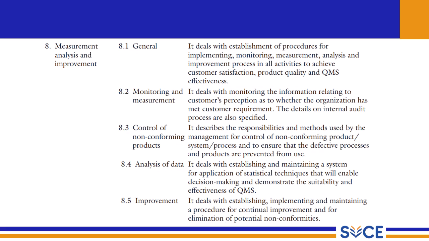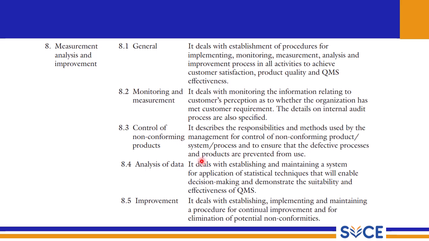Okay. So measurement, analysis, and improvement. Under this section, there are some subsections. General deals with the establishment of procedures for implementing monitoring, measurement, analysis, and improvement processes in all activities to achieve customer satisfaction, product quality, and QMS effectiveness. Monitoring and measurement deals with monitoring the information related to customer perception as to whether the organization has met customer requirements. Details on the internal audit process are also specified in the guidelines.